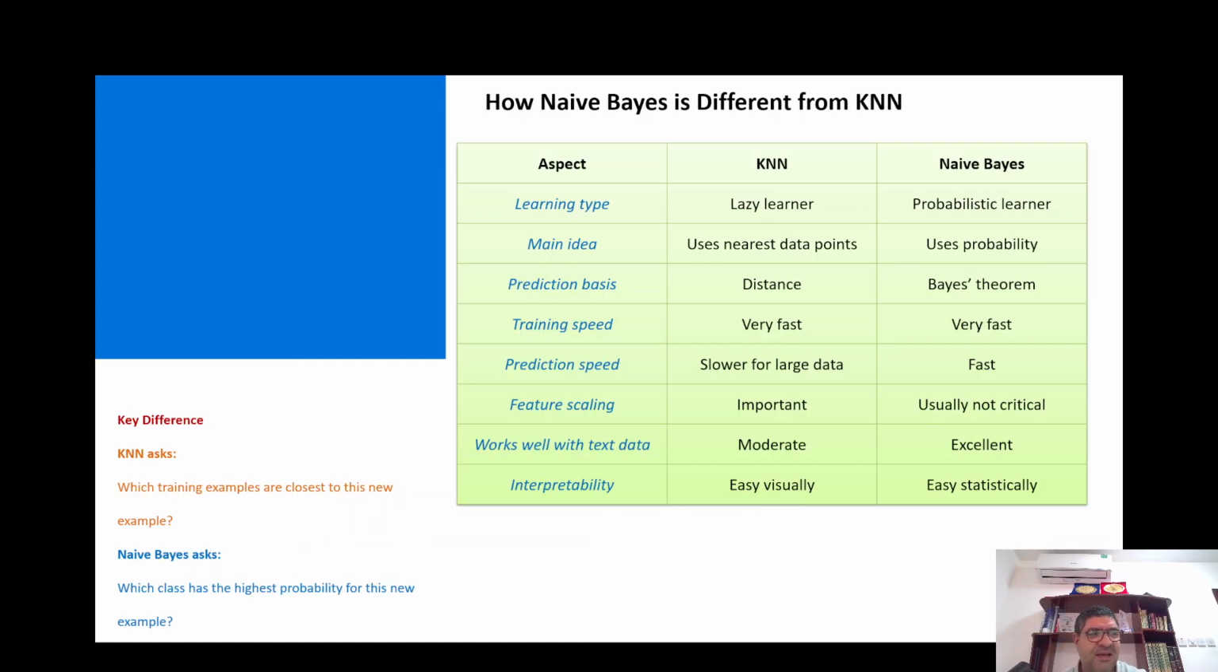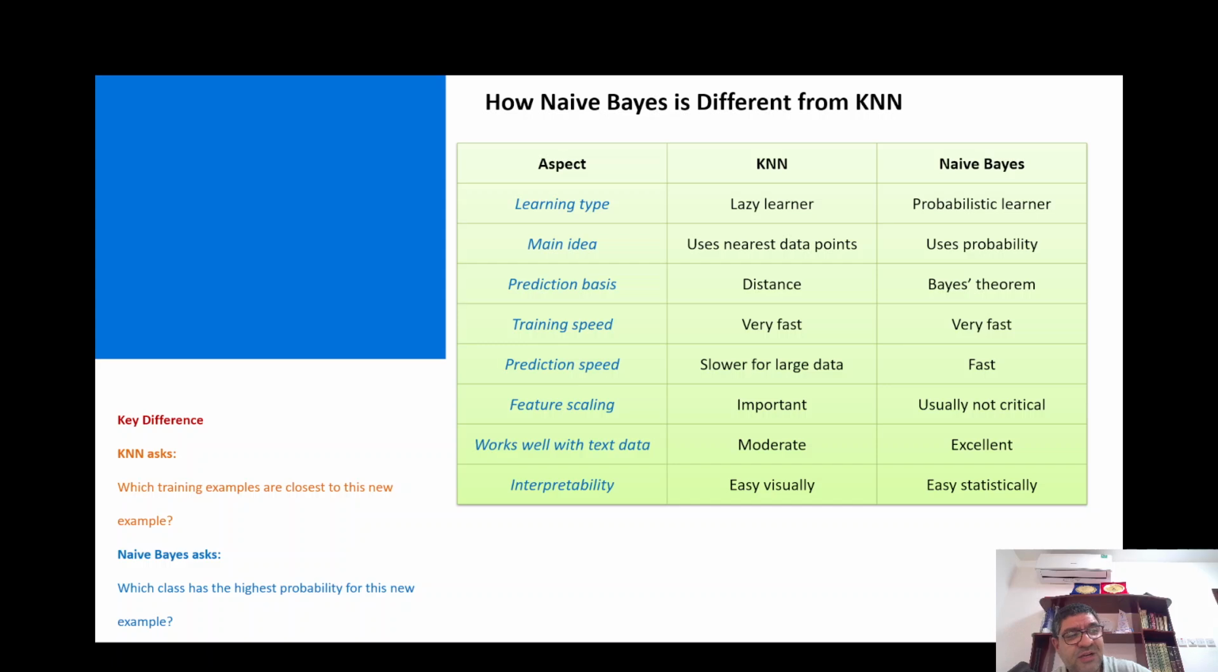And then you can just see naive Bayes is different from KNN. Definitely KNN is a different machine learning algorithm. Naive Bayes is different. There are certain aspects in which KNN and naive Bayes are compared here. Learning type: KNN is considered to be a lazy learner. Probabilistic learner is the naive Bayes. KNN is using the nearest data point. Naive Bayes uses the probability, not the nearest data point. KNN prediction is based on distance. Naive Bayes is based on Bayes theorem, which we have seen.